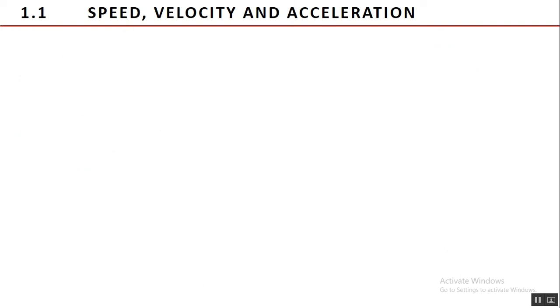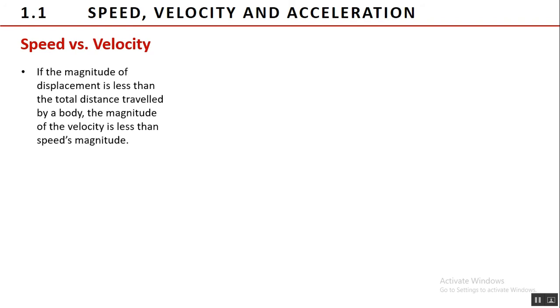Since speed and velocity are not synonymous with each other, it is important to note that the magnitude of velocity may be equal to or less than the numerical value of speed. First, if the magnitude of displacement is less than the total distance traveled by a body, the magnitude of the velocity is less than speed's magnitude.